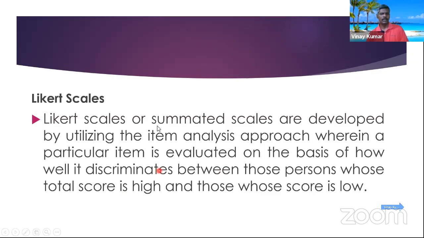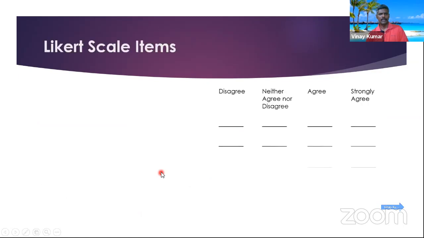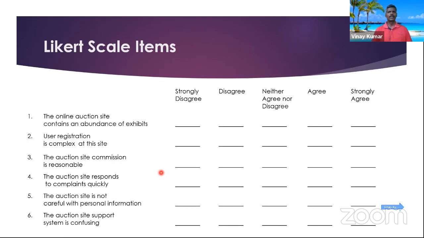This looks very difficult to understand, but when we look at the examples, definitely you'll be very clear about what the Likert scale is. You must have already used the Likert scale without understanding this concept. Let us see with examples what this Likert scale is. So you have 5 points here. We can even have 7 points also. Perhaps by looking at the question, we can understand that it is about the website quality of a company. For example, the first question is, the online auction site contains an abundance of exhibits.